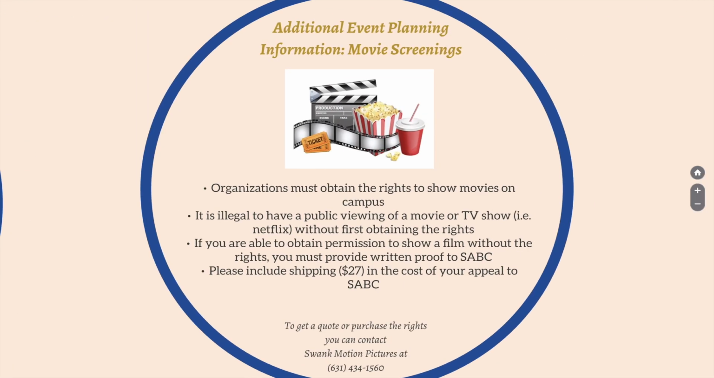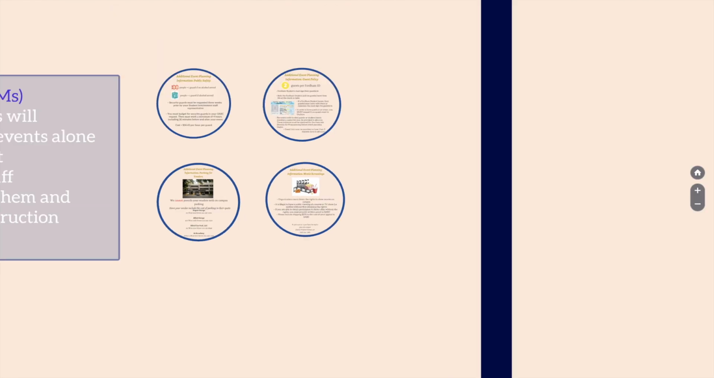Organizations must obtain the right to show movies on campus. It is illegal to have a public viewing of a movie or TV show without first obtaining the rights. If you are able to obtain permission to show a film without purchasing the rights, you must provide written proof to SABC. Please include shipping, $27, and the cost of your SABC appeal. To get a quote or purchase the rights, you can contact Swank Motion Pictures. There may be some movies that Swank does not hold the rights to. In those instances, reach directly out to the holders of the rights for those films.